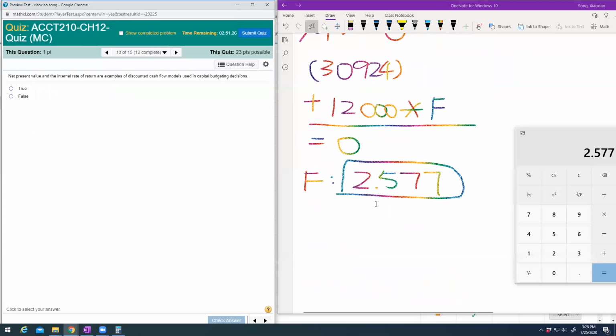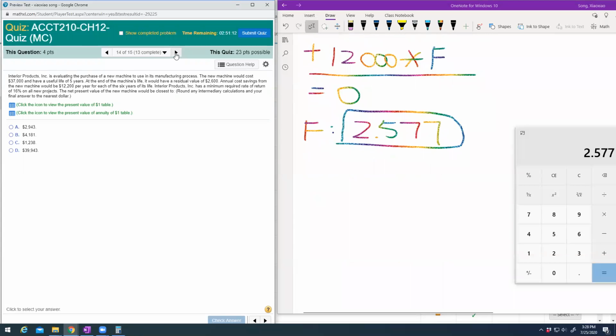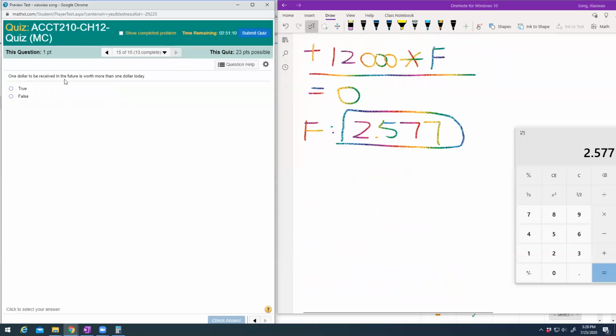Okay, next one, very important, very important. Next one, NPV and IRR are examples of discounted cash flow. Yeah, that's true. They are both based on the discounted cash flow idea. Next one. Let me see. How about next one? Okay, I want to do the last one easy first. So I know I just have one more. $1 we receive in the future is worth more. No. $1 received today is worth more than in the future.